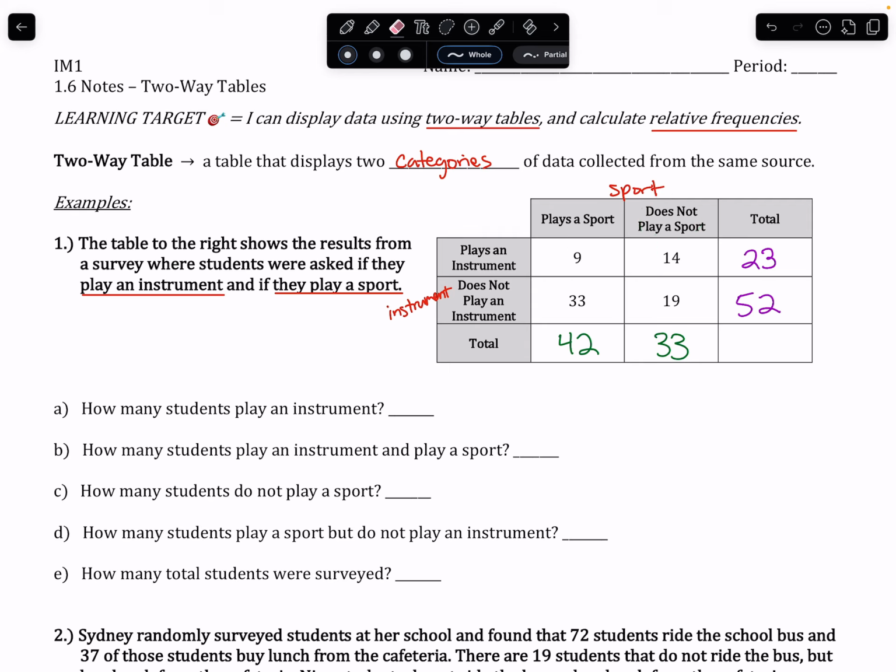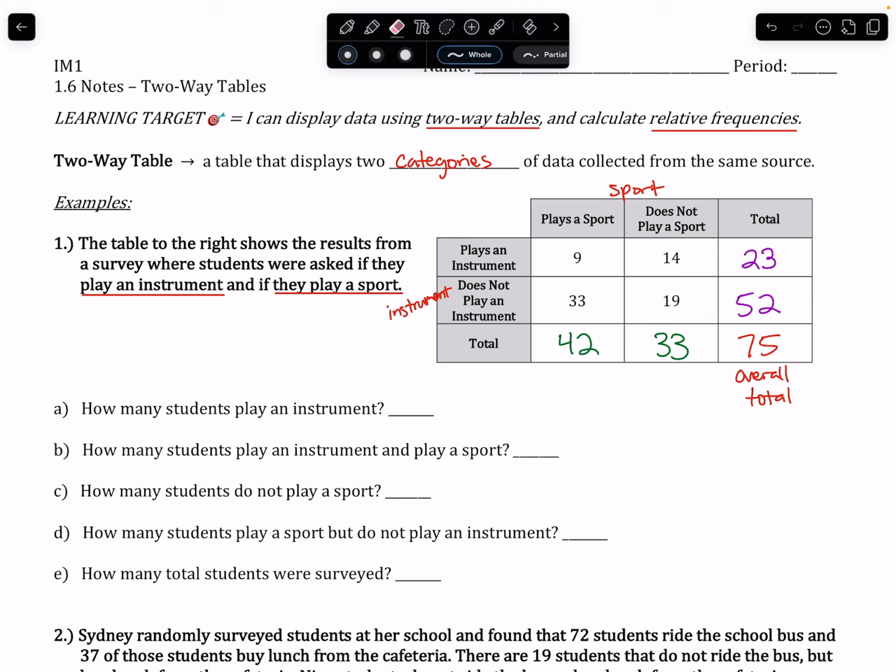If we've done this correctly, it won't matter which direction we've added. If I add 42 plus 33, or if I add 23 plus 52, each one of those should give me the grand total, which is 75. This very bottom corner box here is always your overall total, which is an important piece of information that we typically will want to use.